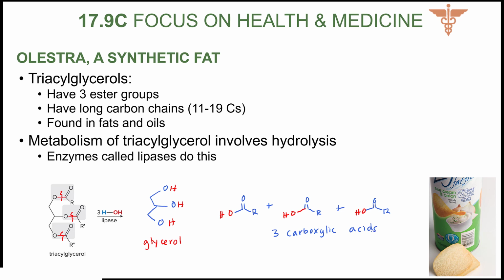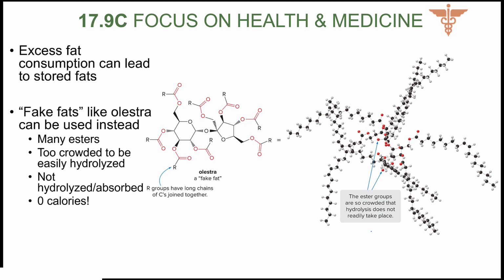Once the carboxylic acids are formed, these can be oxidized and converted to carbon dioxide, water, and then energy. If you have an excess of fat consumption, this can lead to all these extra fats being stored in your tissue. So these fake fats like olestra can be used instead.